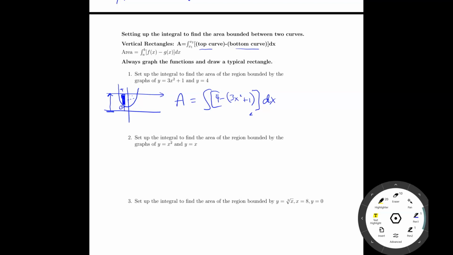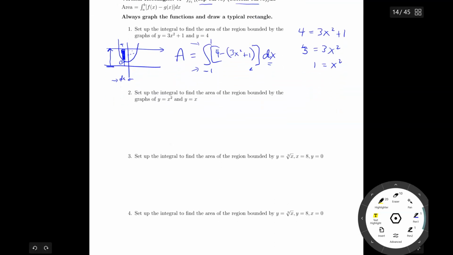Again, we need to find out what the limits of integration are. And so I see that the rectangles are dx wide. So the dx, that's the thickness of the rectangle. So I need to find out where they intersect. So finding out where they intersect is setting them equal to each other. So I get 3 equal 3x squared. So 1 is x squared. So plus or minus 1 makes sense by looking at the picture even.